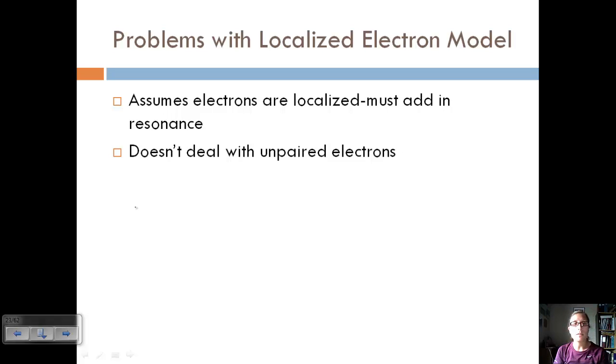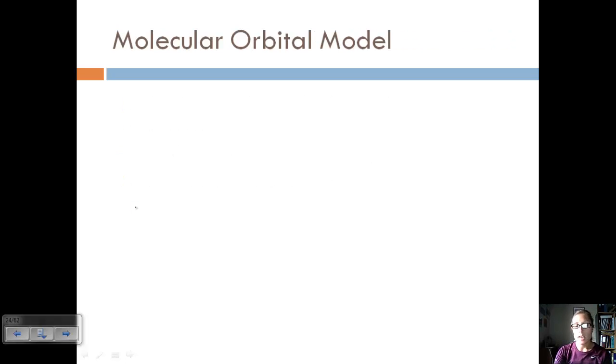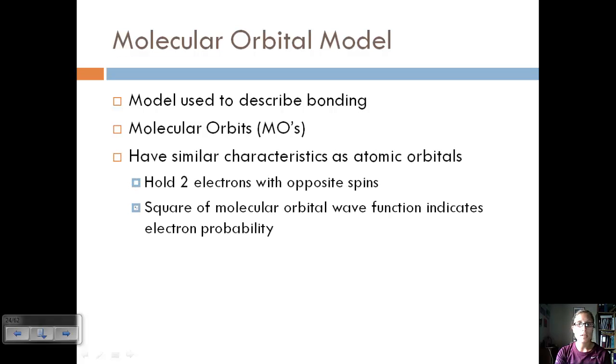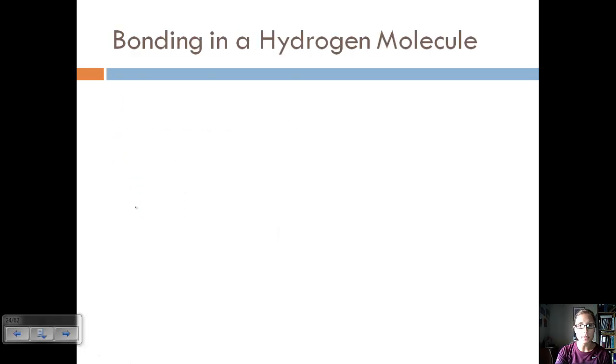Also, the localized electron model doesn't deal with unpaired electrons, and sometimes unpaired electrons are going to come up. And it also gives no information about bond energy, so we need a new model. And so we have what's called the molecular orbital model, and it's the model used to describe bonding. And so we have what are called molecular orbitals, or MOs. And they have similar characteristics as atomic orbitals. They hold two electrons with opposite spins, and the square of the molecular orbital wave function indicates the electron probability.